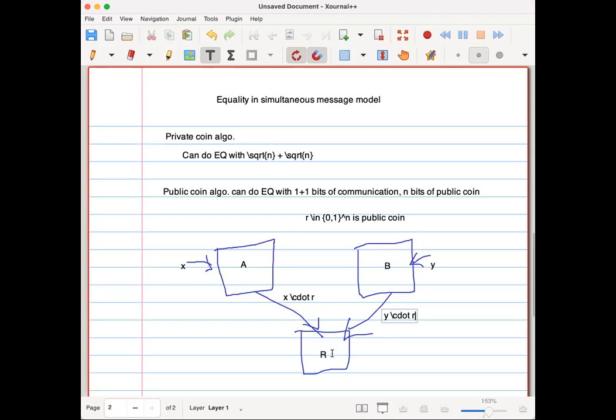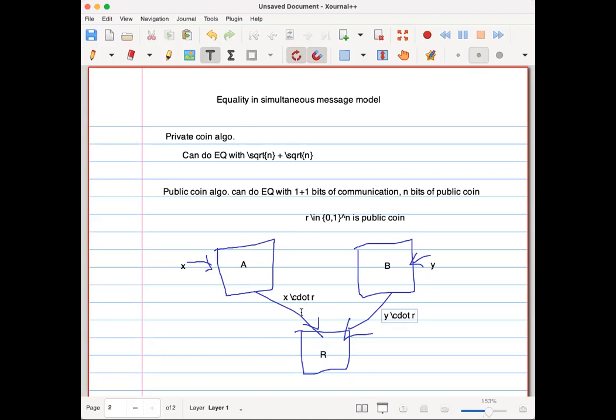And the referee's strategy is very simple. He looks at the messages that he receives, the two bits, and declares the output equal if the two bits are equal, and unequal if the two bits are unequal. That's it. It is very, very simple. Now, of course, if x is equal to y, this works. What happens if x is not equal to y?